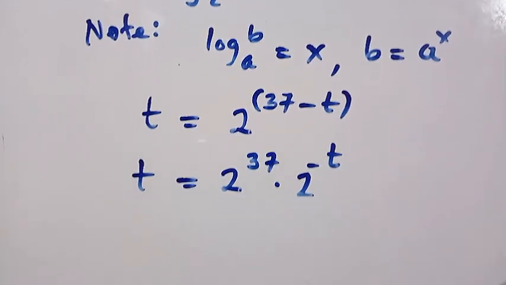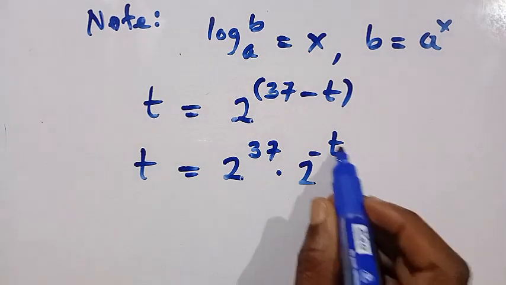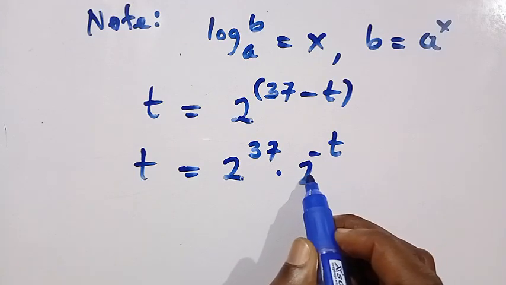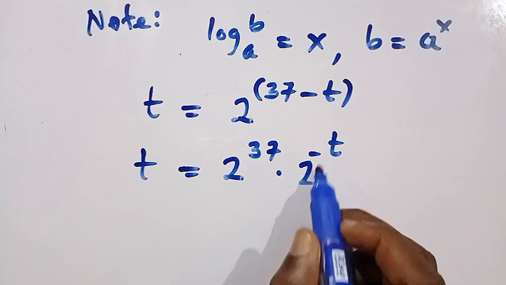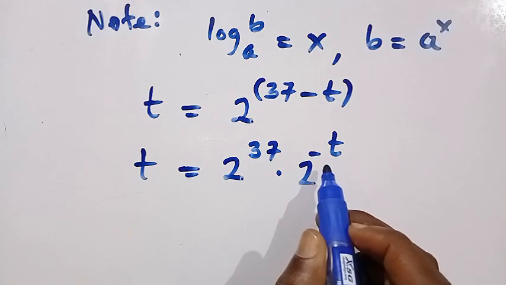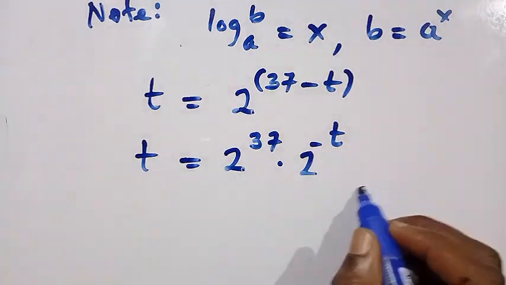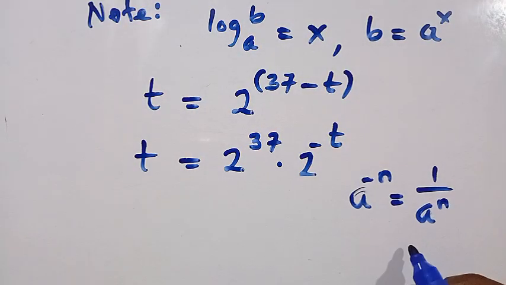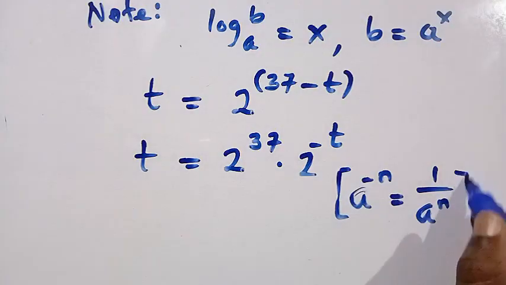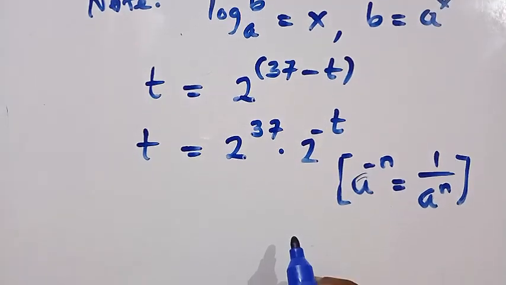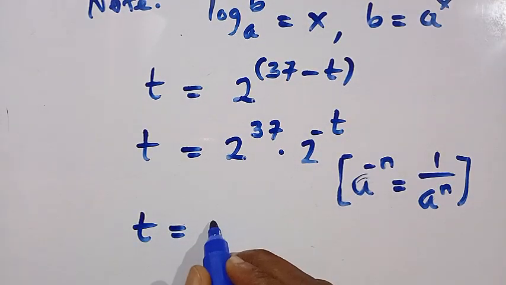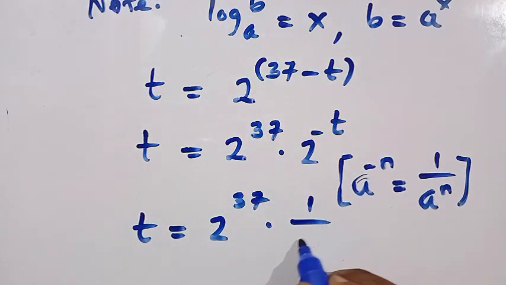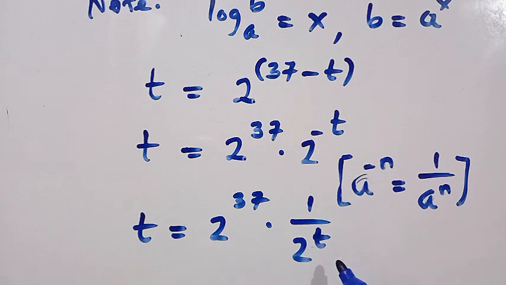Getting to this stage, we have 2^(-t), which is negative on the base of 2. We can apply another rule of indices here: if you have a raised to the power of minus n, this equals 1 over a^n. Applying it here, t = 2^37 multiplied by 1 over 2^t.